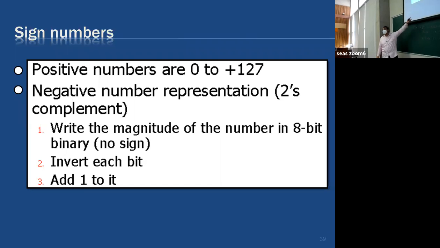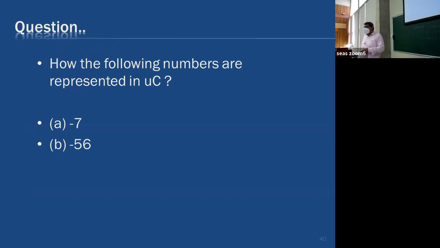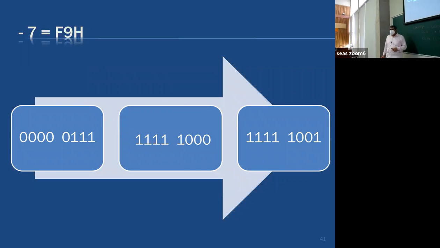All right. So this is for 8 bits. Now here we deal with 7 bits only. Okay. The 8th bit is designated for sign. Okay. So if you want to write down, say, -7, let us see if this looks like this. So how are the following numbers represented in the microcontroller? -7 and -56. So let us see first -7.